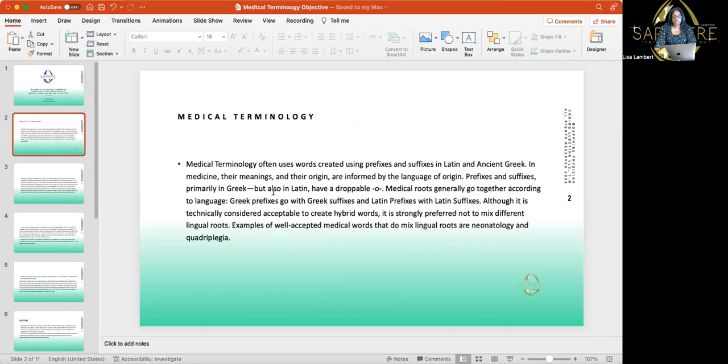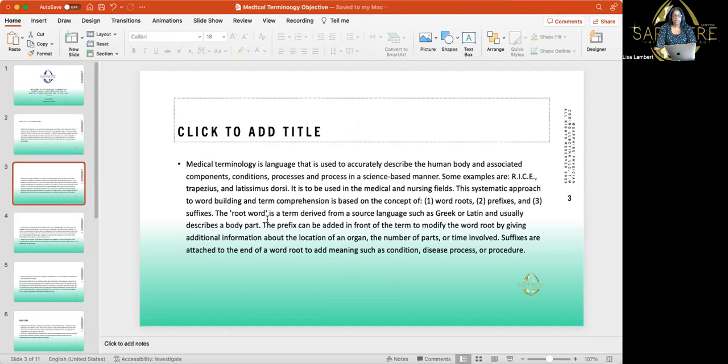Okay, this is the second slide. And this is basically telling you about medical terminology. What is it about? Where did it come from? Why do we need it? You can read this and it'll give you more insight about what medical terminology is. Some of you have never taken a medical terminology course before. This is for you.